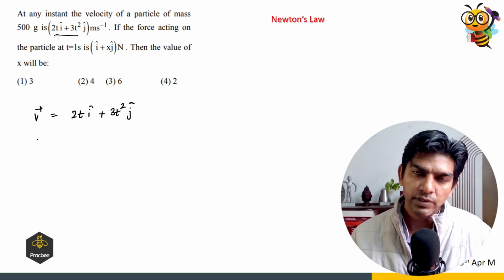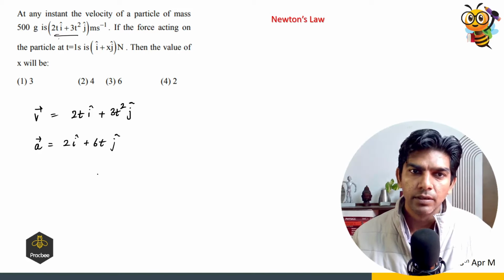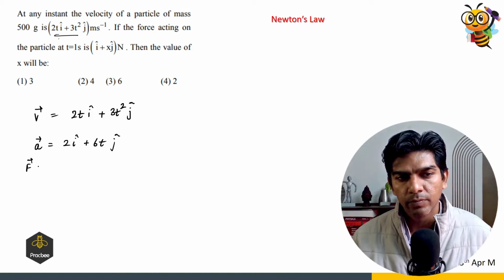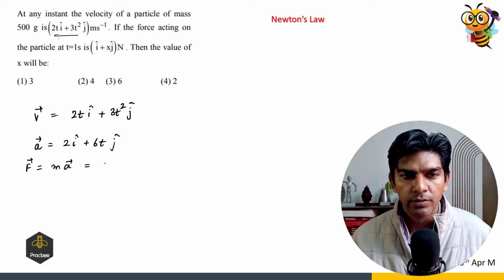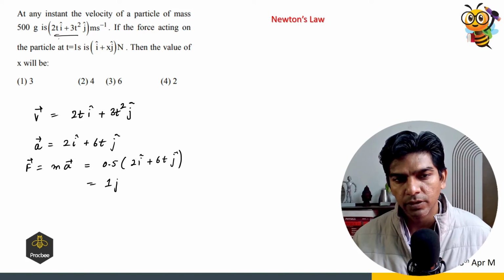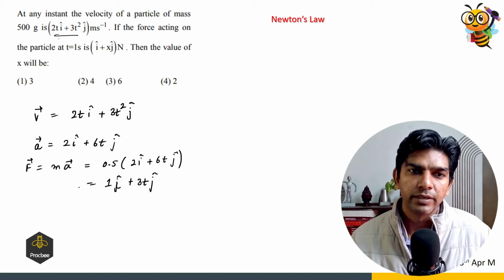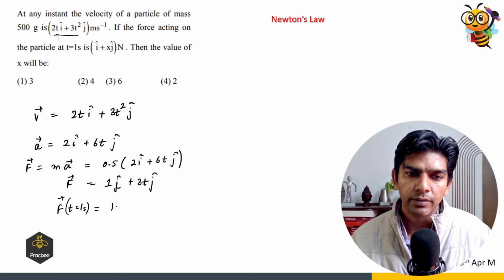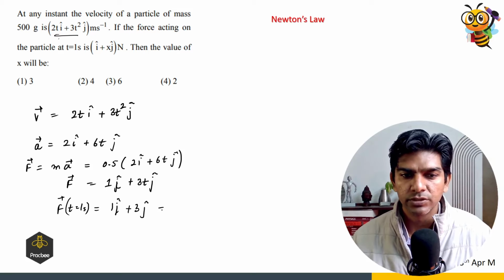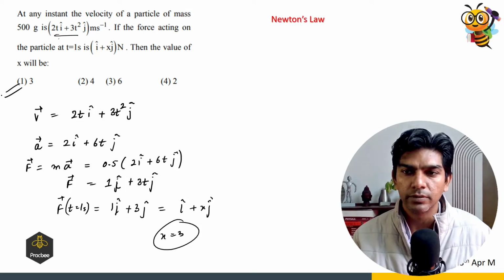So what we're going to do, we'll differentiate this, we'll get the instantaneous acceleration. So the instantaneous acceleration will be 2 i cap plus 6t j cap, and the force will be mass times the acceleration. So mass is given as 0.5, so it will become 0.5 times (2 i cap plus 6t j cap). So let us multiply this, so it will become 1 i cap plus 3t j cap, and the force is given as i cap plus x j cap. So the force at t equals 1 second will be 1 i cap plus 3 j cap, which is given as i cap plus x j cap. So we can say x is 3. So 3 is the answer. So option 1 is the right answer.